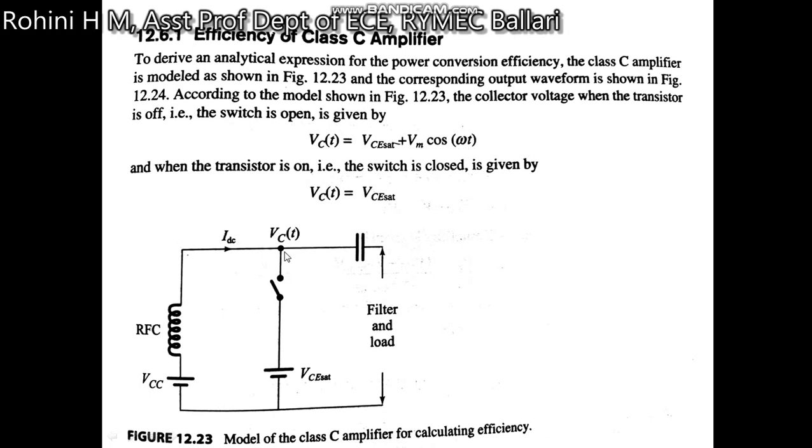So when the transistor is off, the switch is open, and we are measuring between this end and this end, so the rest will not come into the picture. Here Vc of t is Vc sat plus Vm cos omega t, that is the voltage applied. When the transistor is on, it is a short circuit, so Vc of t is given by Vc sat. That is the voltage between these two nodes.